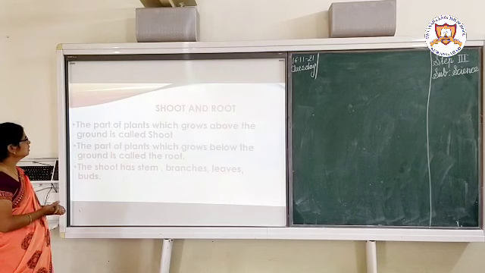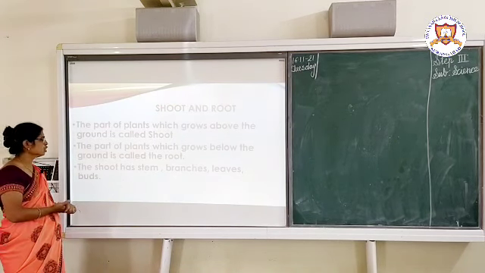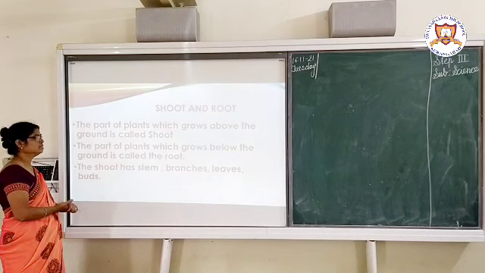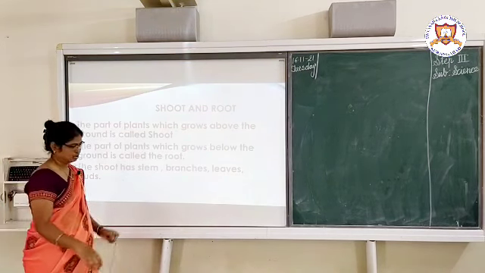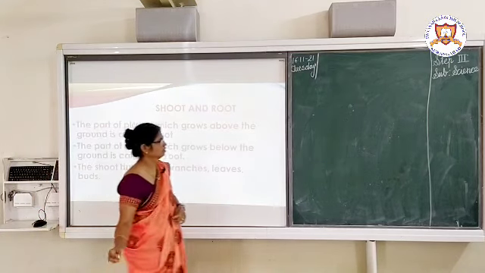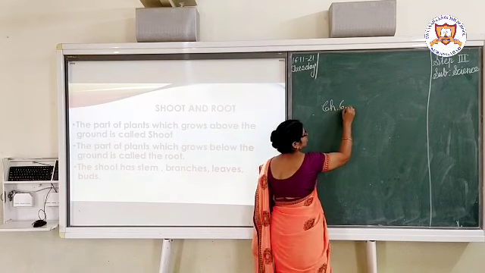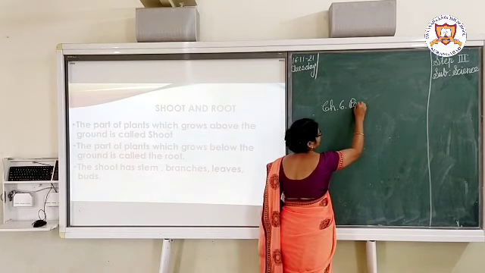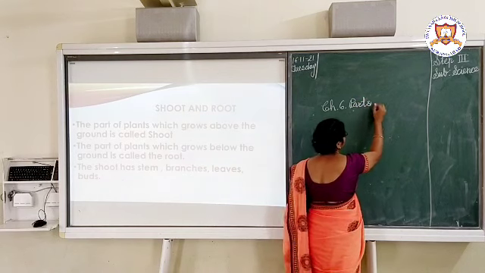Next, this same definition is given here. You can learn this definition. The part of the plant which grows above the ground is called the shoot. The part of the plant which grows below the ground is called the root. You can copy these definitions in your notebook.